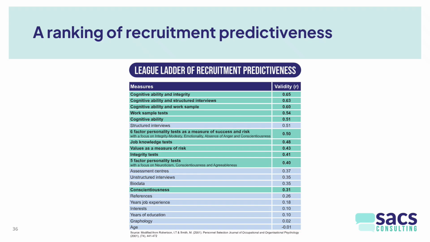Now, you'll see a couple of things about this diagram. You'll see things down the bottom are things that have very weak correlations. And what that means is that they're not very successful for predicting whether people will succeed or fail. So age is not a good predictor of success or failure at work. But the things at the top of the list are, in fact, things that can be demonstrated to be accurate predictors of success and failure at work.